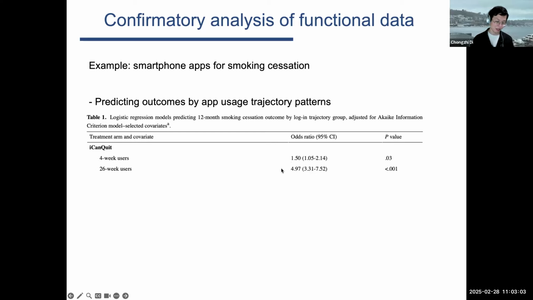So I think this really shows us what I think we all know, right? Of course, if the app is well designed, if you use it more often, you have more chance of being successful, right? But I think it's still good to visualize those patterns and quantify their effects.